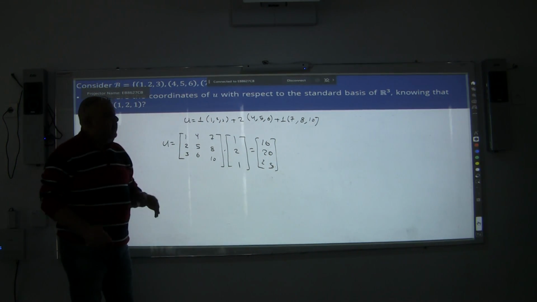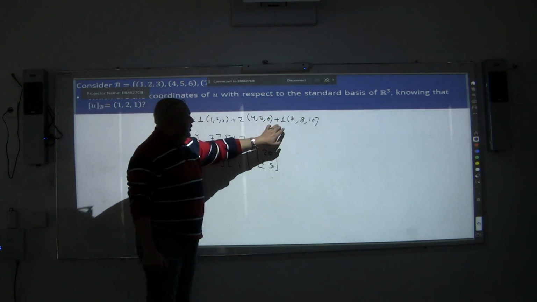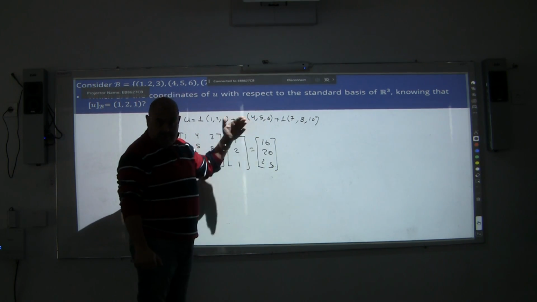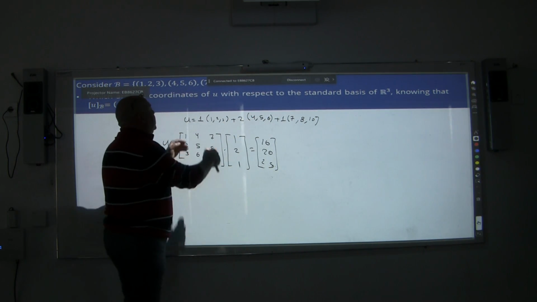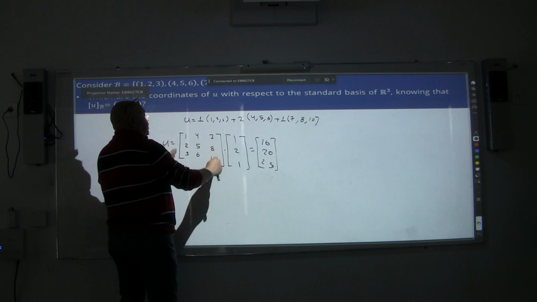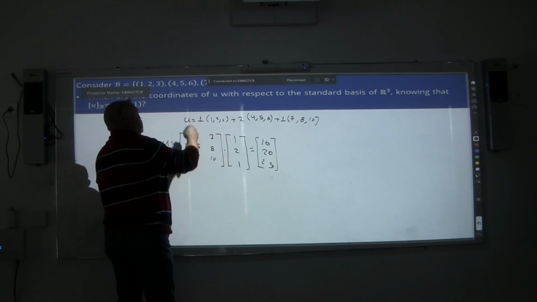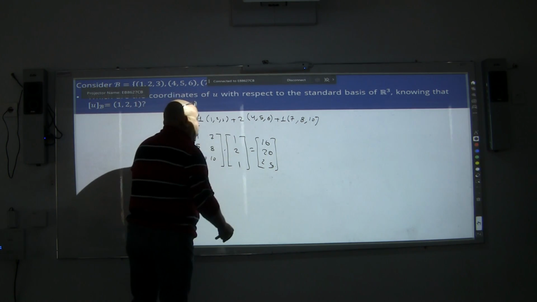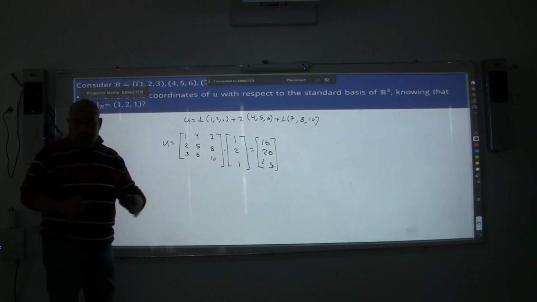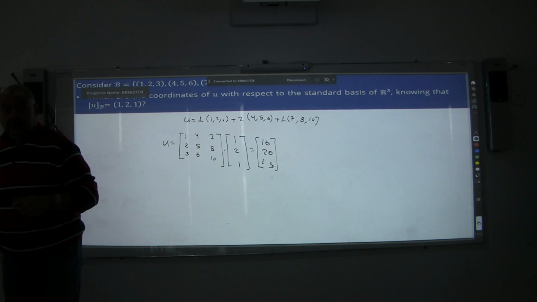So either way, either writing the coefficients times the vectors, it will develop U, or taking the vectors as a matrix A with columns are the vectors and multiplied by the coefficients, and you will find your vector.